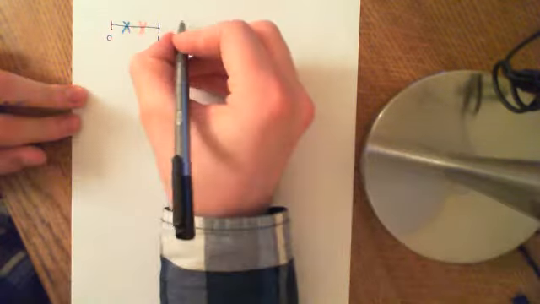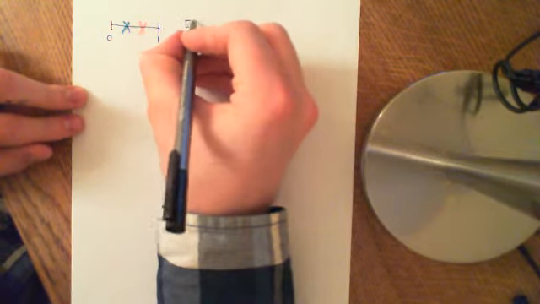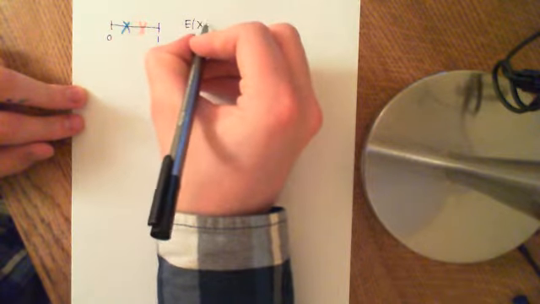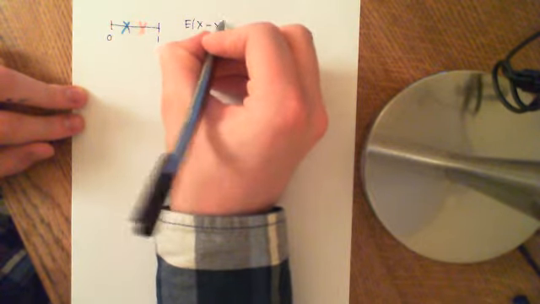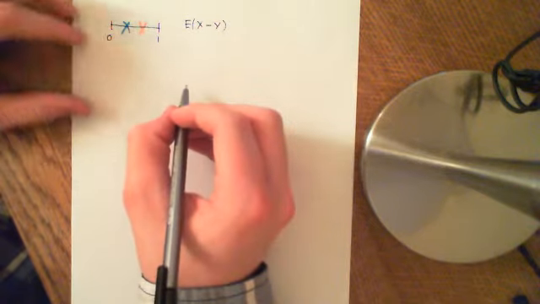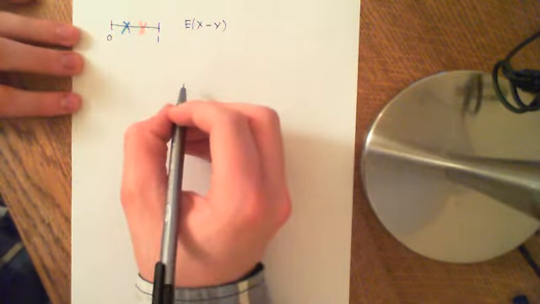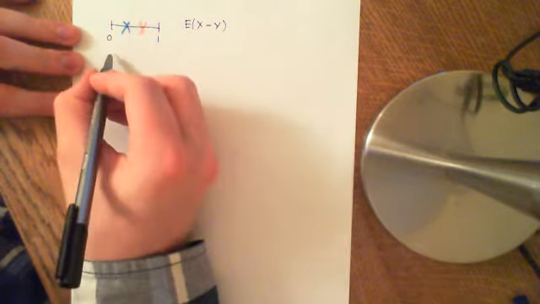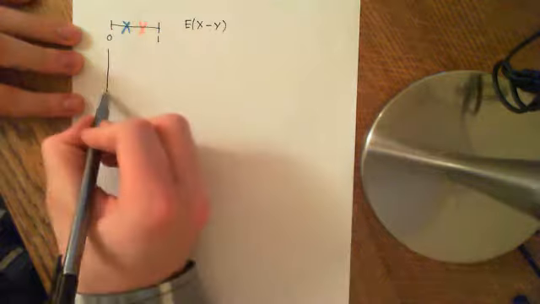And what we want to calculate is the expected value of the distance between person X and person Y. So we want to work out the expected value of person X's position minus person Y's position. The way we can think about this is that we can think of the sample space as being the same as what we've been dealing with for many videos now, which is a square.